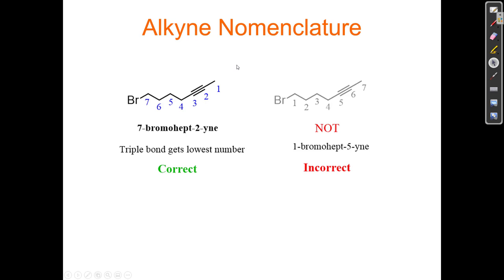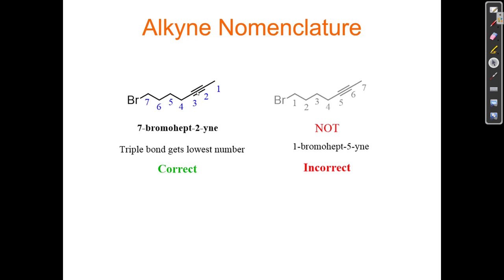So how do we name alkynes? When we're looking at a molecule that has a triple bond, we know that this molecule is an alkyne. It also has a branch, and so we would call this branch bromo, and it's got some carbon atoms and a branch and a triple bond. So it's a bromo, 7 carbon atoms means it's a hept something, right? 7 is hept, and the triple bond means it's an alkyne. So this is a bromoheptyne.